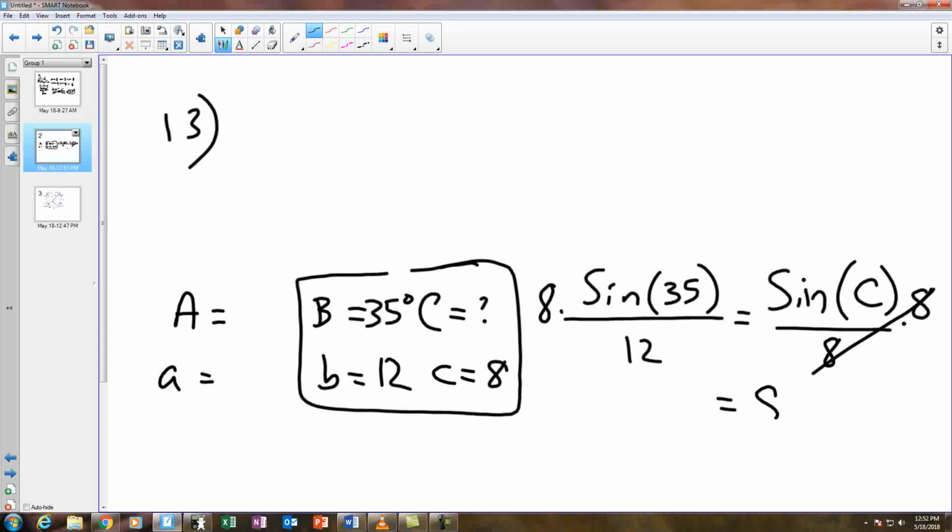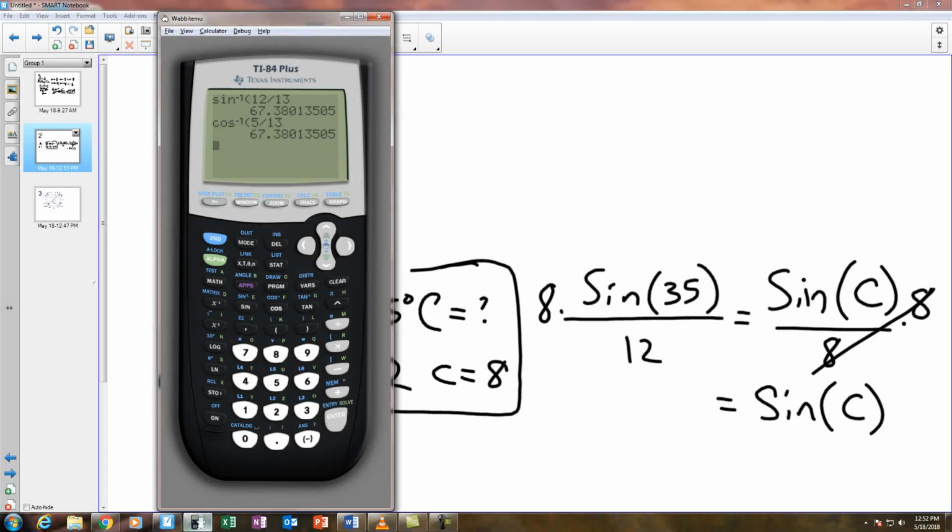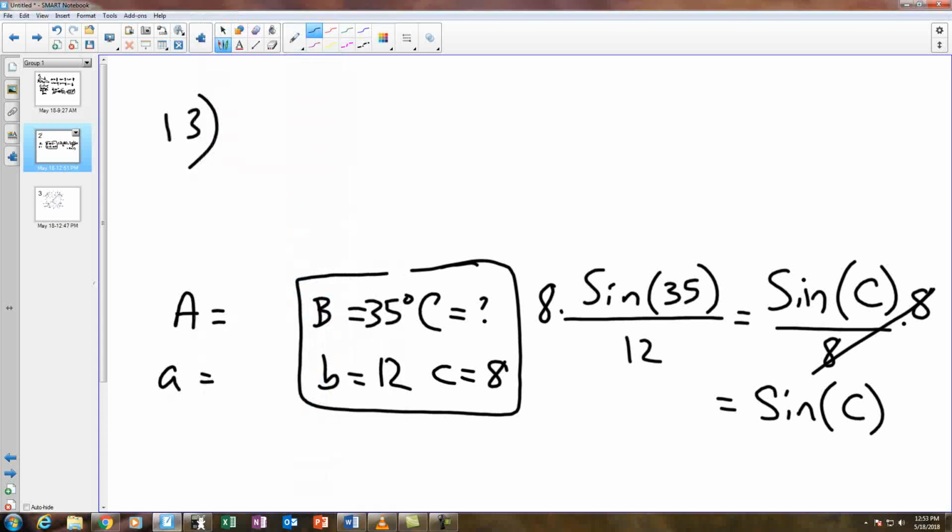And I'll go to my calculator. Notice I'm writing down that this is not solved. I still have the sine of C equals. I'm going to do 8 times the sine of 35 divided by 12. Notice I close those parentheses so I can do this. I get 0.382. Well, I don't have C alone yet because I still have to take the sine inverse.